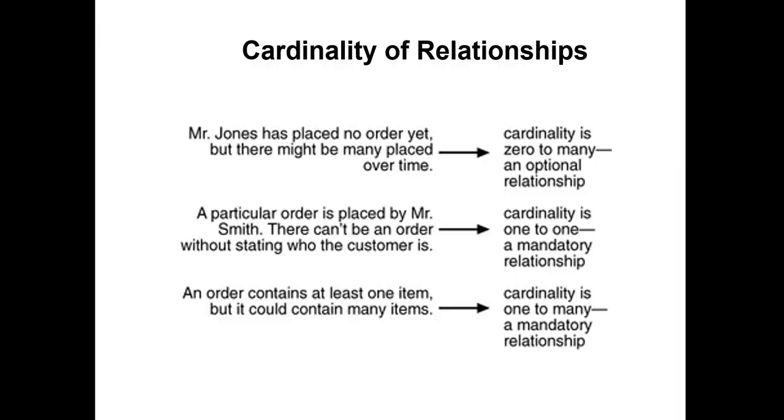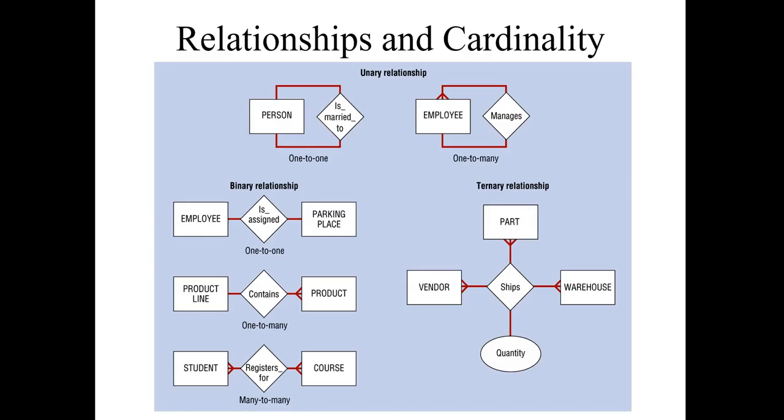So you may see over here, Mr. John has placed no order yet, but there might be many placed over time. So cardinality is 0 to many, an optional relationship. A particular order is placed by Mr. Smith. There cannot be an order without stating who the customer is. Cardinality is 1 to 1, a mandatory relationship. An order contains at least one item, but it could contain many items, so it is a many to many relationship.